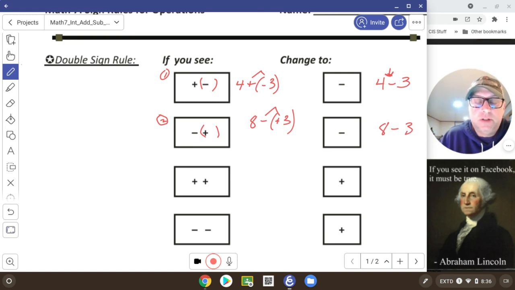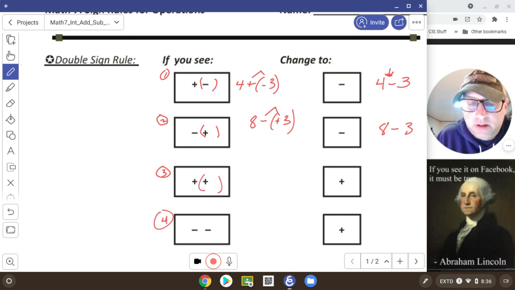No surprise there. Case 3, I doubt you would ever see, but I'll talk about it briefly: if you see plus plus. If I see 9 plus and then another plus positive 2, that's way overkill. We don't need that second plus. I get it, but I'm just trying to show the pattern here. If we have plus plus, it really boils down to a single plus.